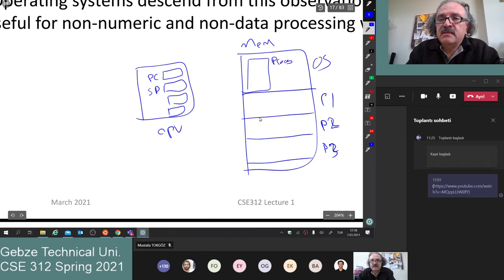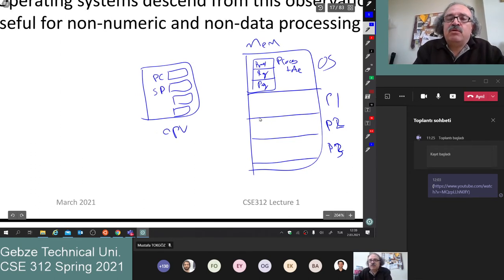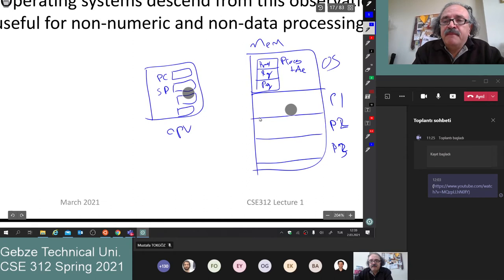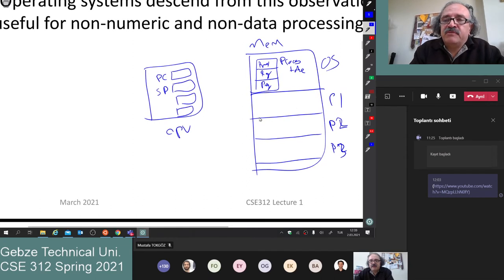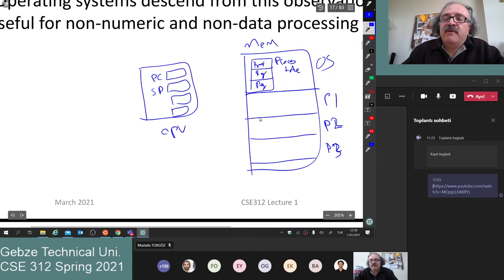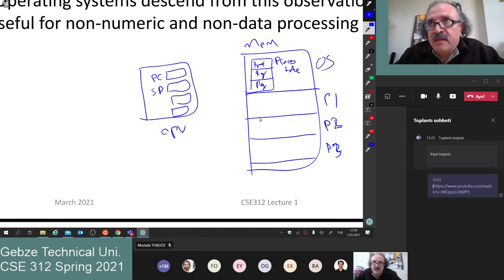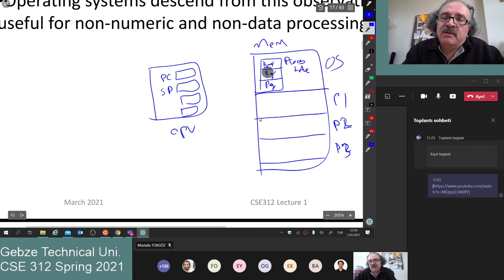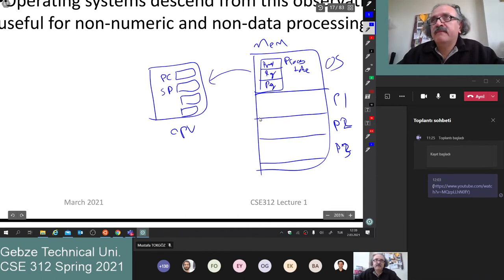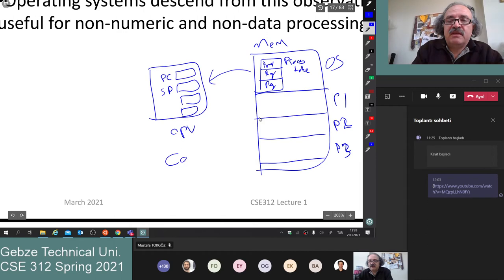Process table. In this process table, for each process, you keep your register copies. Your registers are copied here. So if process one is running, it is using all these registers, but you keep the registers of all the other processes in this table. When you switch from one process to another process, you copy this data from this table to the CPU registers. This is called context switching.